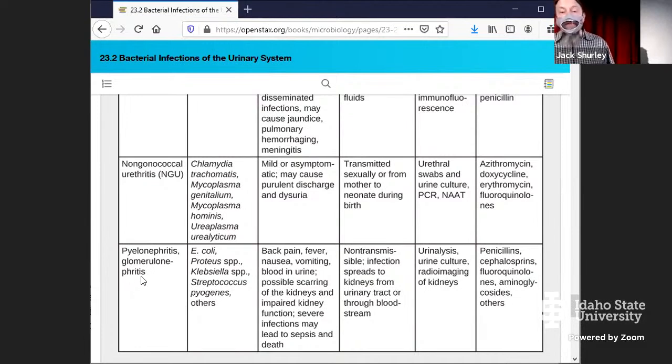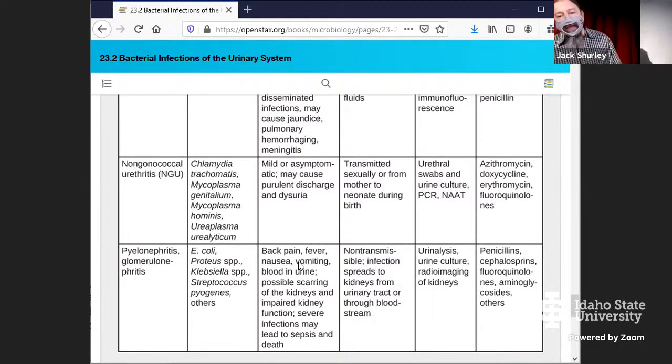Pyelonephritis and glomerulonephritis. So now we're talking about impacting the kidneys, moving up and causing infection. E. coli is a super good one for UTIs and for having issues more than just within the bladder, moving up into the kidneys. So E. coli, Proteus mirabilis and vulgaris are both potentials for causing issues. Klebsiella, Strep pyogenes, and there's a few other bacterial culprits.